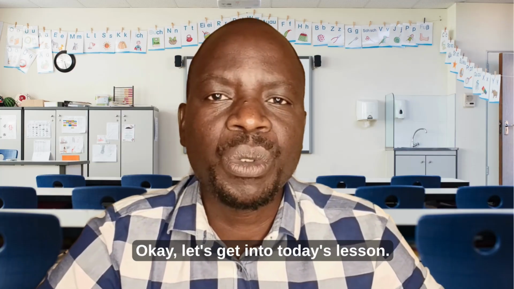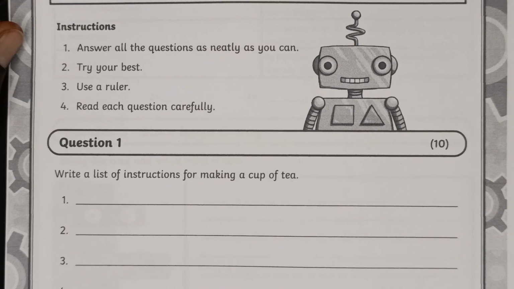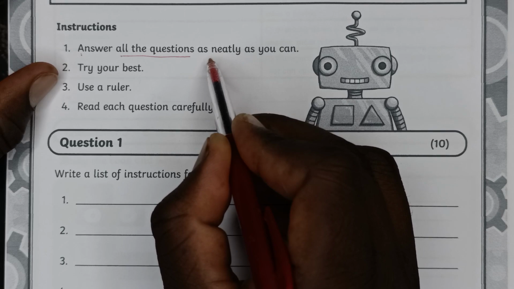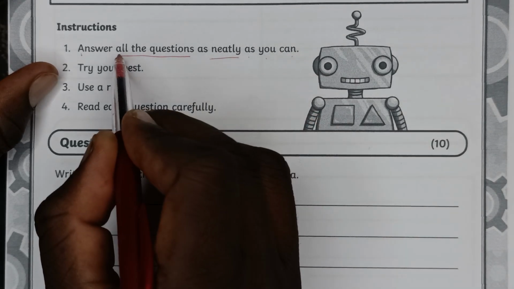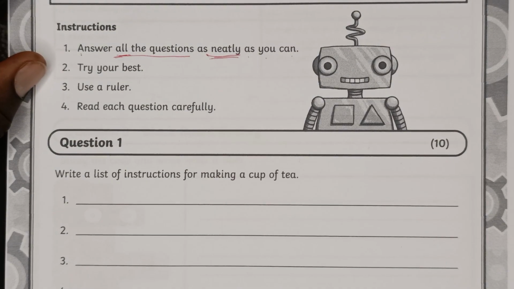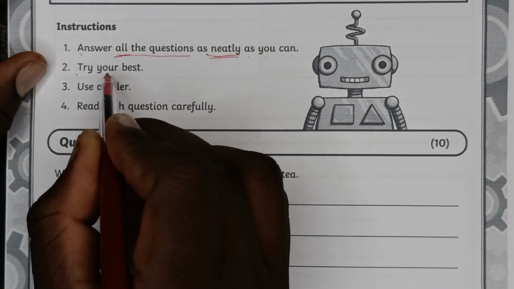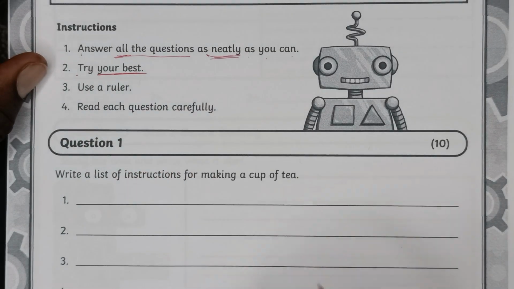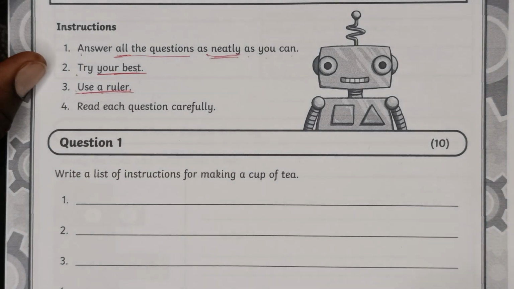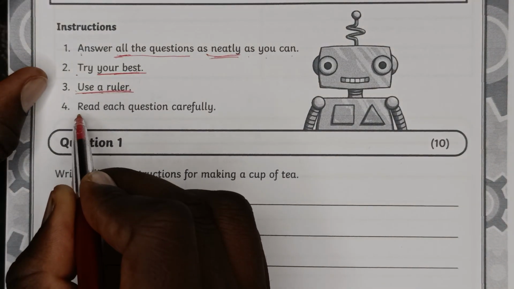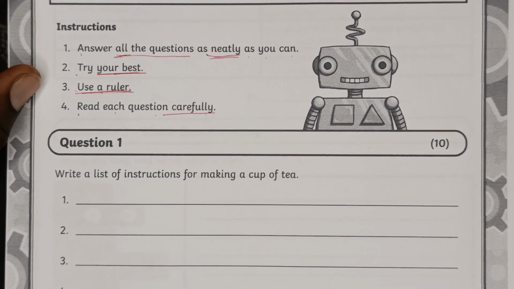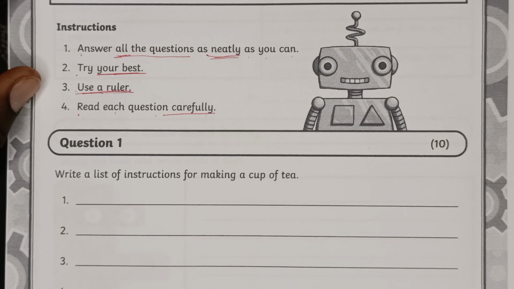Okay, let's get into today's lesson. So right away, let's go through the instructions. They say answer all the questions as neatly as you can. So all the questions should be answered and your work should be neat. Try your best. It means you should do your best. Use a ruler. Read each question carefully. This means that you read the question until you understand it.